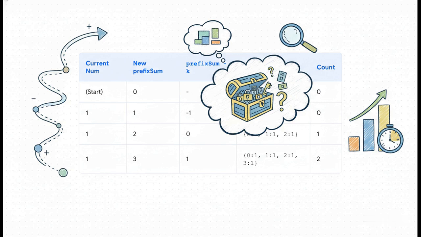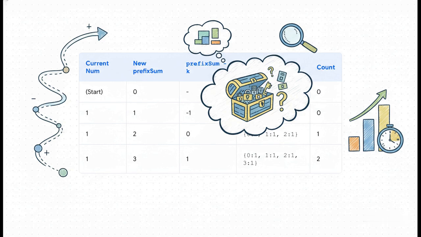Cool. Next number is 1. Our running sum is now 1 plus 1, which is 2. Now we ask, what's 2 minus k? That's 2 minus 2, which is 0. Is 0 in our map? Yes, it is. Our map says we've seen a sum of 0 one time. So we add 1 to our count. The count is now 1. We update the map with our current sum.